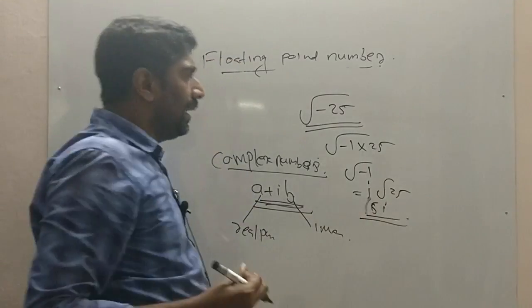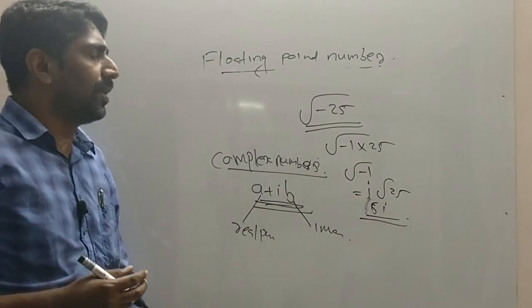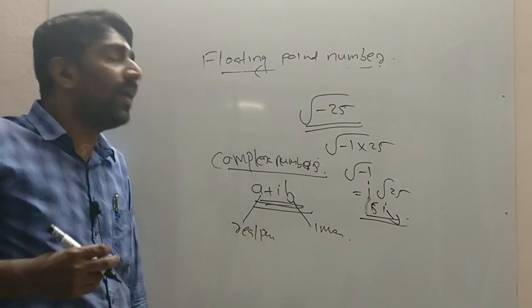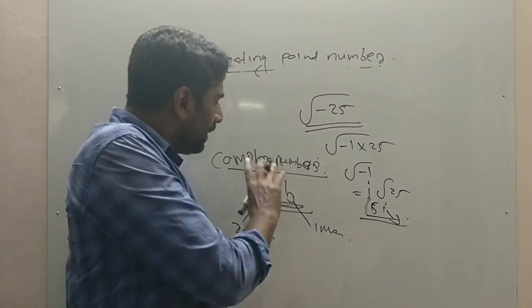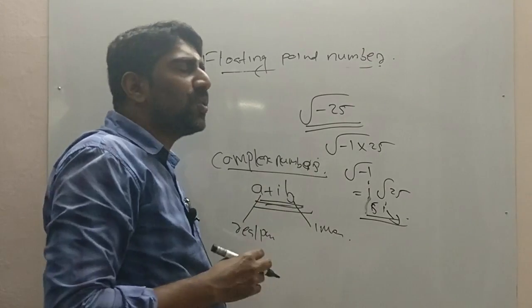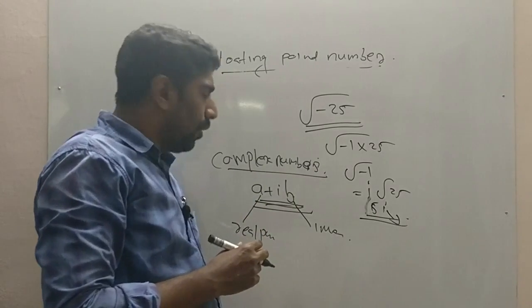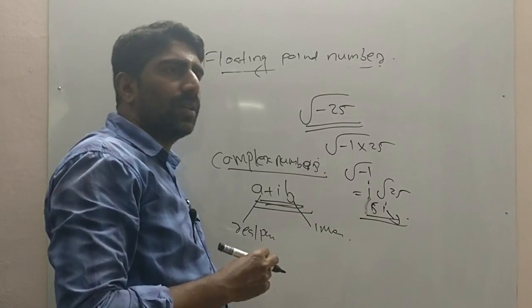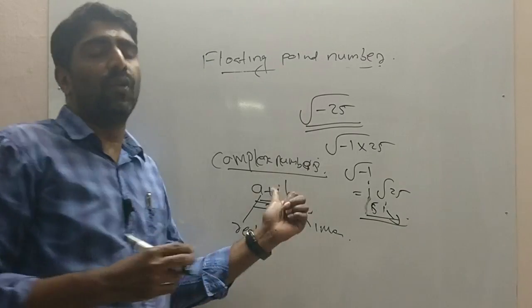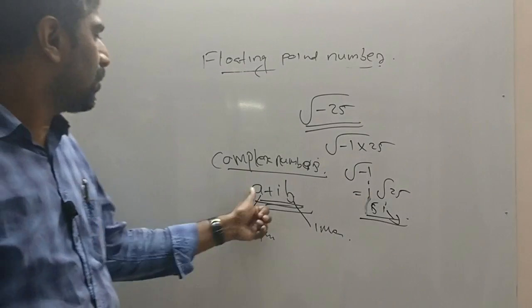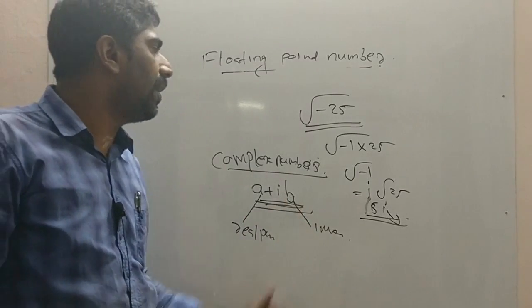So like this, it is called a complex number. I is called the imaginary part. Python supports complex numbers. Complex number means a plus ib. Numbers written in the form a plus ib are called complex numbers. A is called the real part and B is called the imaginary part.